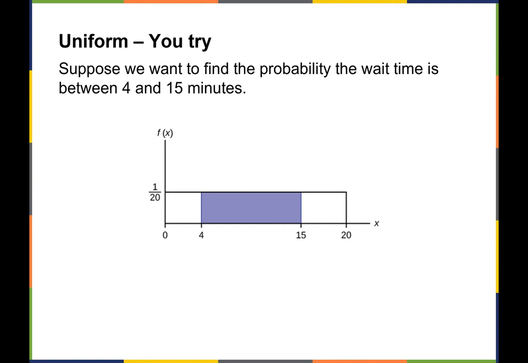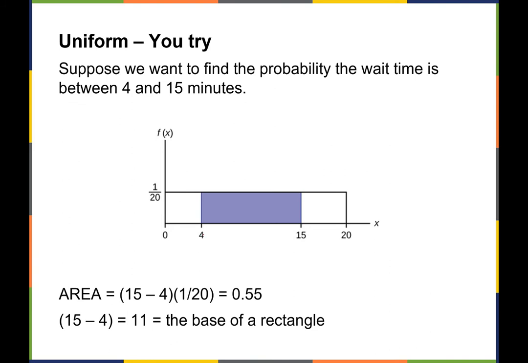Let's go ahead and have you try one. I would like you to find the probability that the wait time is between 4 and 15 minutes. Pause the video and give it a try. All right, are you back? Well, we need to find the area of my purple box here, right? The base of the box is going to be this length, which is 15 minus 4 wide. The height is 1/20th.